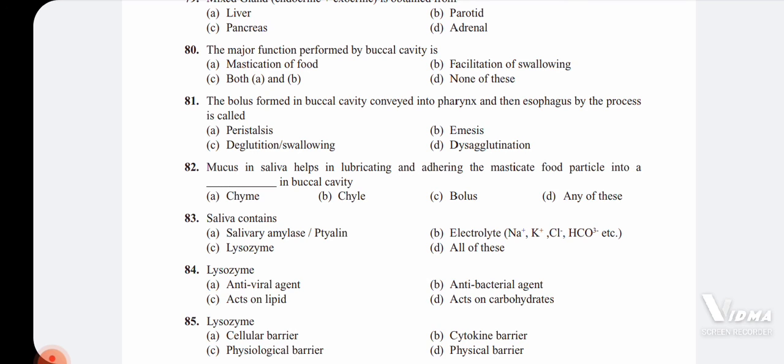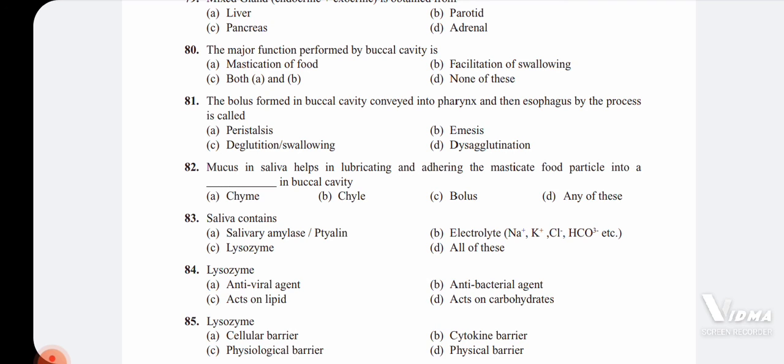84th, lysozyme is an enzyme which is present in the saliva, which is going to act as the antibacterial agent. Antibacterial agent means it is going to fight against the growth of the bacteria or the infections.